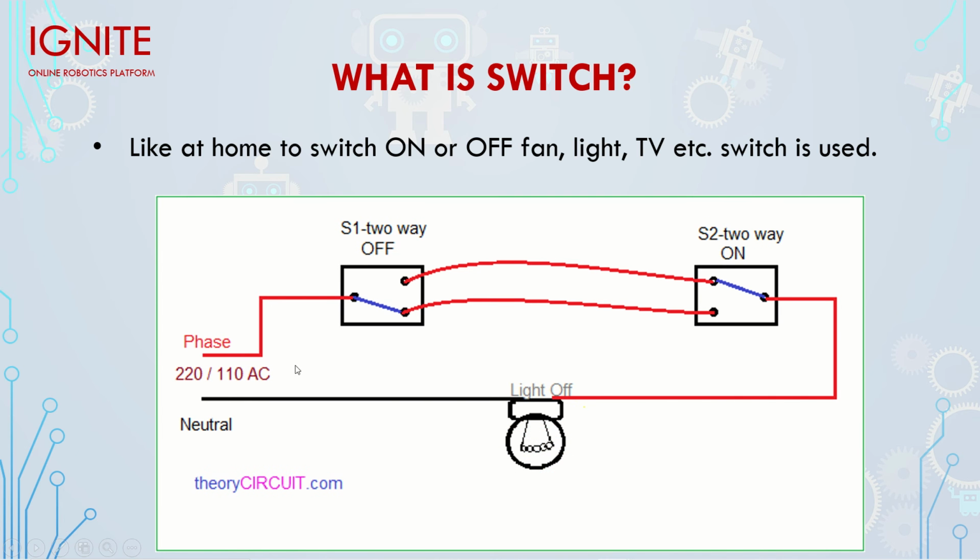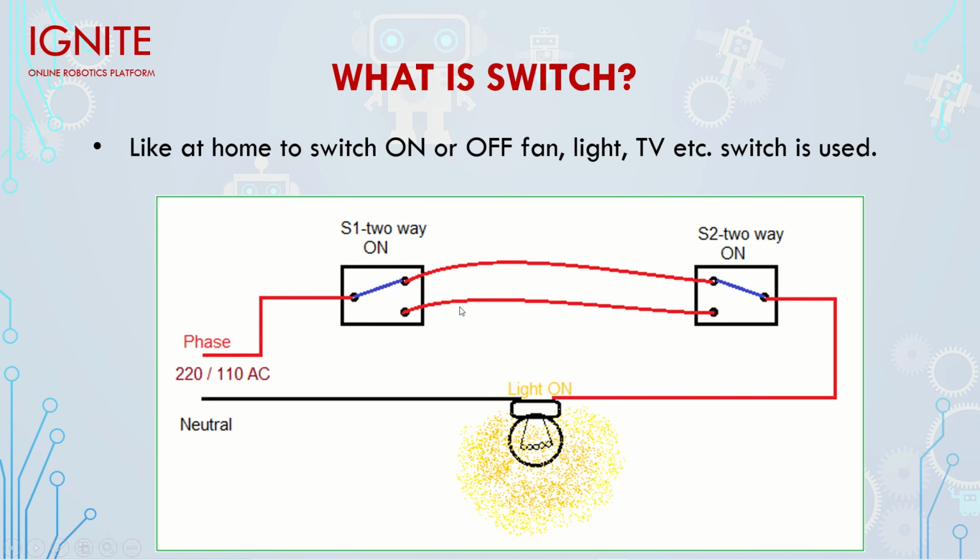This example is shown here, the same example which I have discussed right now. Suppose this switch is near the bed, and this switch is near the gate. When you switch this one, it will work, and when you switch this one, it will also work. That way we can turn this circuit on and off with the help of these switches.